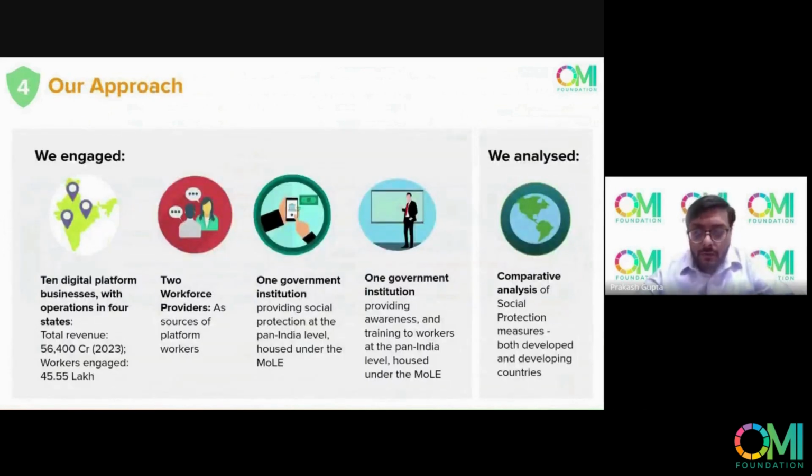To meet our objective, we reached out to 10 platform businesses across four different sectors of operation. These platform businesses together have a total of 56,400 crores and engage an estimated 45 plus lakh workers around the country. In addition, we reached out to two workforce providers.